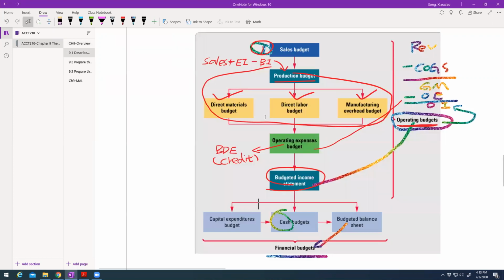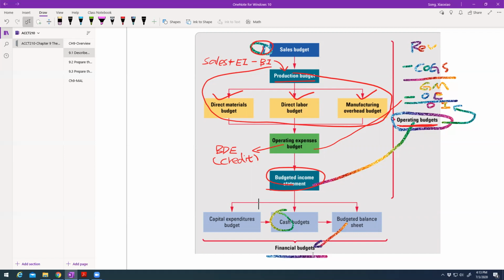Before we go to that part, I want to give you an overall picture. The financial budget, what statement will it give you? It gives you the income statement or the balance sheet. I'm waiting for you to tell me. It should be the balance sheet, right? It should be the balance sheet.